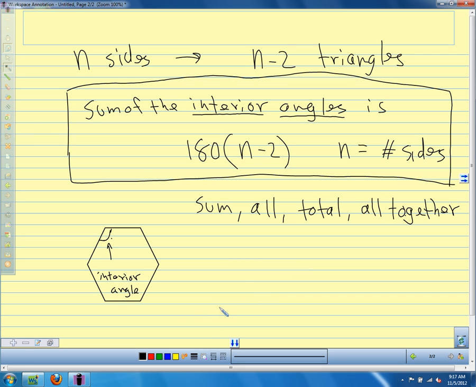So if we have a regular polygon, that means all the angles are the same. And we know what all of them added together were. How could we find one of the angles? Let's say all the interior angles added up to 100 degrees, and it had 10 sides. We knew all of them were the same. 100 divided by 10, we would divide by the number of sides. So that's going to be our next formula, to find one interior angle.